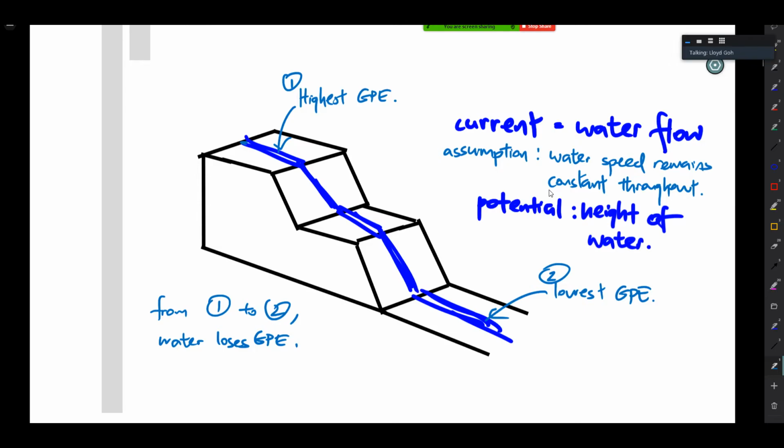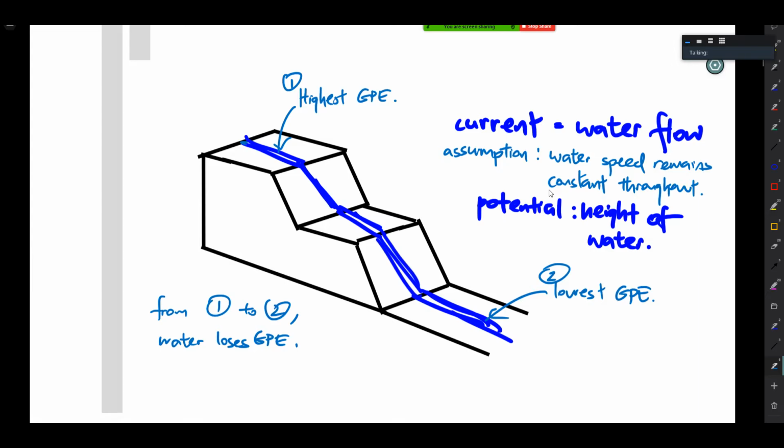The water flow will change if suddenly, instead of this path here, the water flow changes into two paths. Then there will be a lesser amount of water in these two areas. However, we are not doing that yet. We are just assuming that the water flow is constant throughout. So there's one single stream, the water does not split path, and the water flow will be constant throughout.